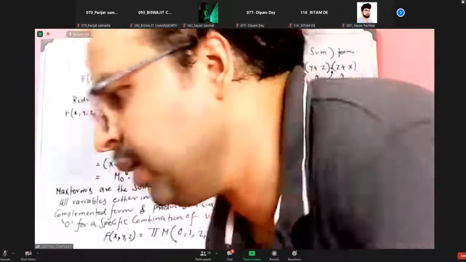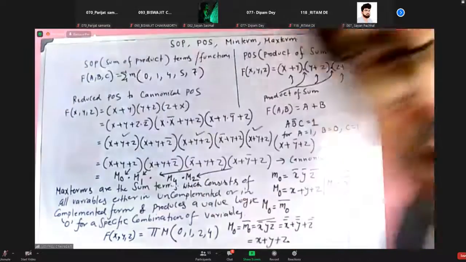Okay, so can anybody tell me why it is called Minterm and why it is called Maxterm?